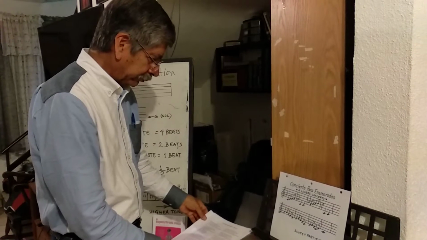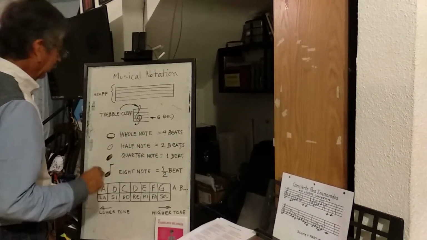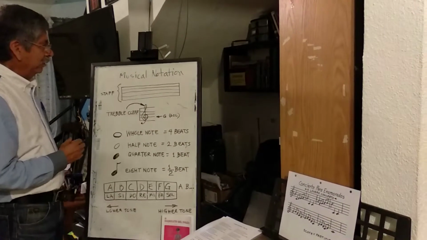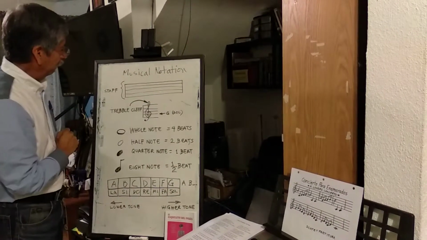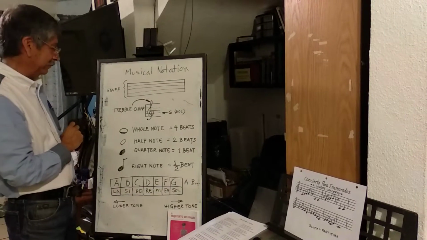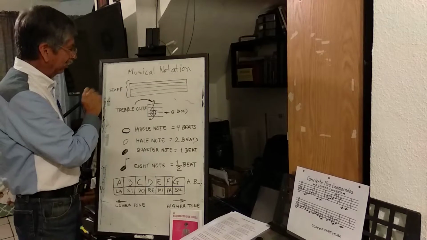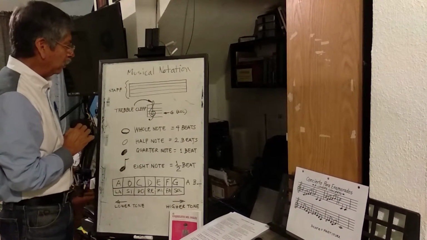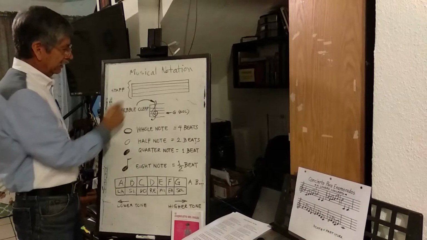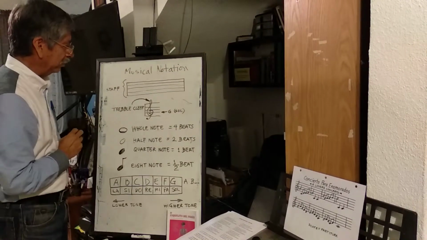Okay, let's go ahead and let me show you some details of this subject. This is a staff, pentagrama. 5 lines, 4 spaces. Each line corresponds to one note, one musical note. Each space corresponds also to one musical note.